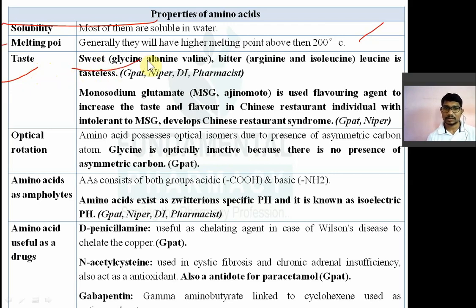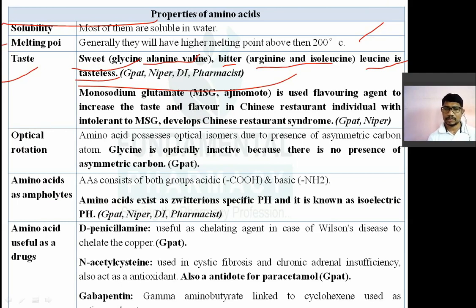Another example is monosodium glutamate, known as Ajinomoto. This is also an amino acid. It is used as a flavoring agent to increase the taste and flavor of food, particularly in Chinese restaurants, where it is most commonly used. Some people have an allergy to monosodium glutamate. They are intolerant to it, and they develop flu-like symptoms.